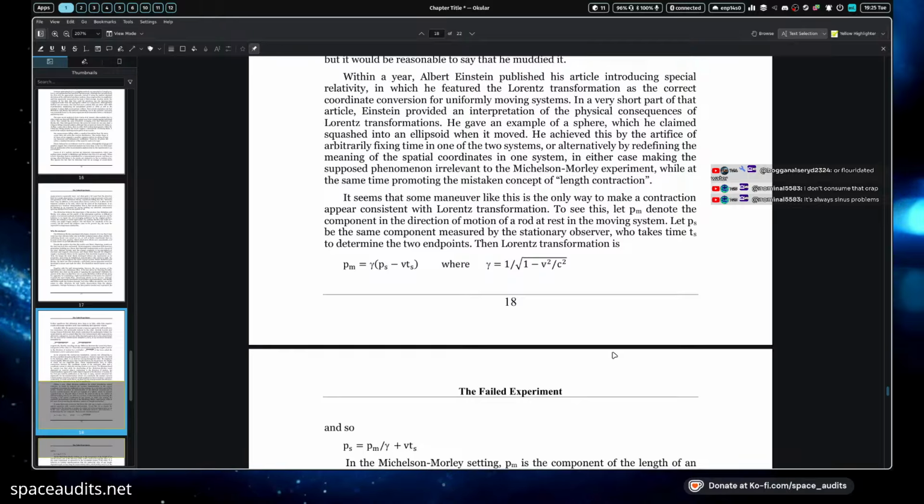It seems that some maneuver like this is the only way to make a contraction appear consistent with the Lorentz transformation. To see this, let P sub m denote the component in the direction of motion of a rod at rest in the moving system. Let P sub s be the same component measured by the stationary observer, who takes time t sub s to determine the two endpoints. And the transformation is here listed, where lambda is 1 over the root of, you guessed it, 1 minus v squared over c squared.